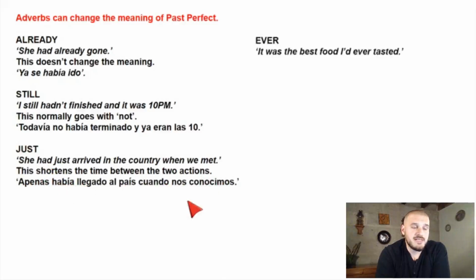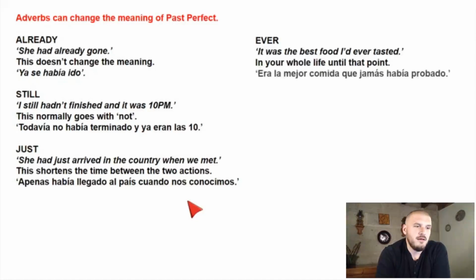Ever basically means in your life, okay? In your whole life until that point. It was the best food I had ever tasted. I had ever tasted until that point, okay? Era la mejor comida que jamás había probado en ese momento. Puede ser que después probaste algo todavía mejor. Pero hablando de ese momento, era lo mejor que habías probado.